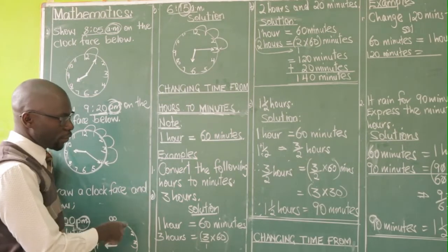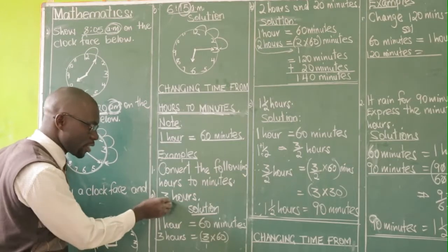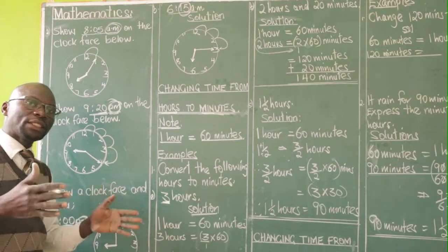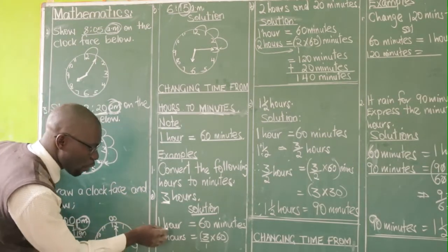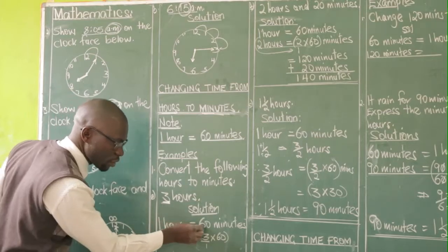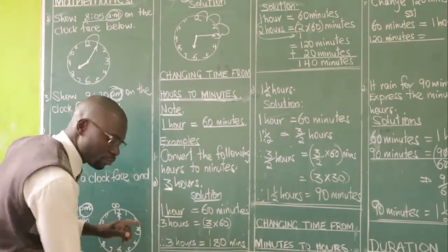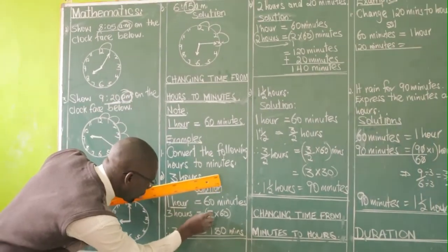So we have an example here. Convert the following hours to minutes. 3 hours. If someone tells you that the activity lasted for 3 hours, how many minutes were there? We shall say 1 hour is equal to 60 minutes. How about 3 hours? We shall say 3 hours will equal 3.